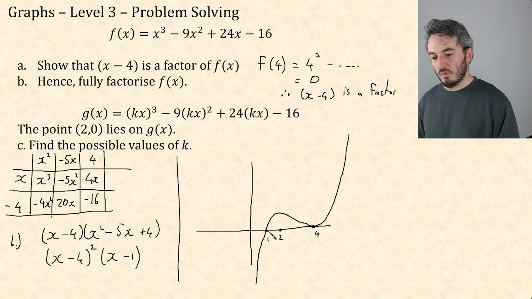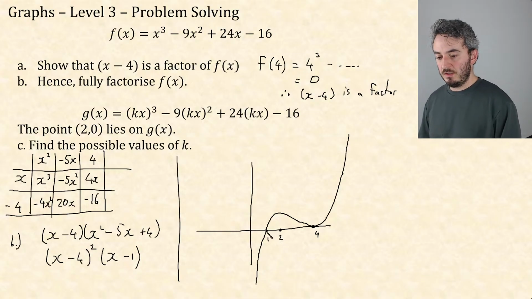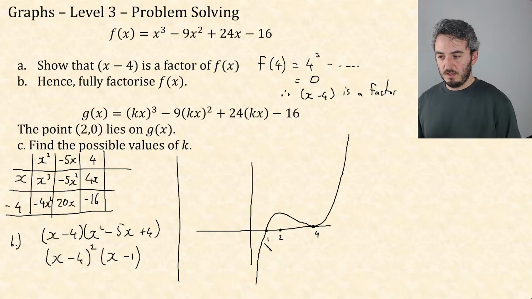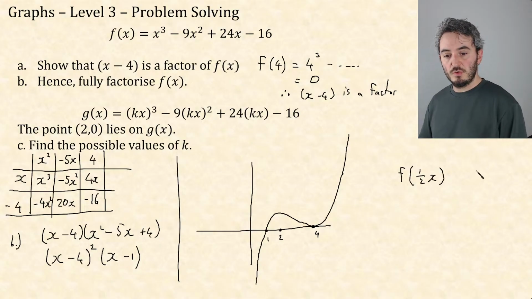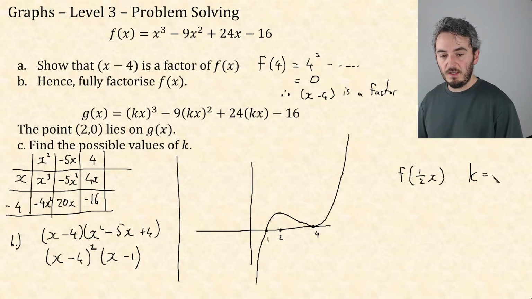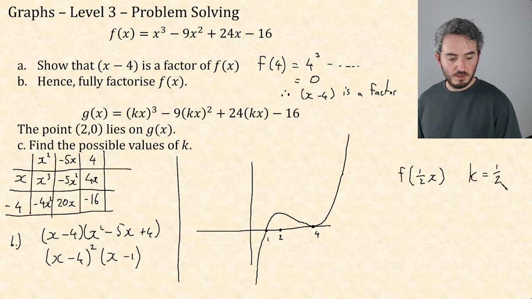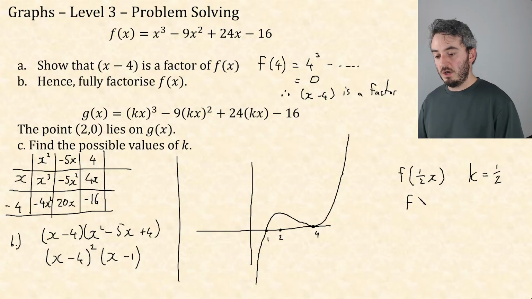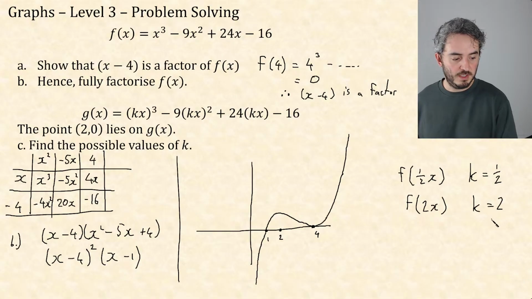Okay, so what sort of stretch gets the 1 over here? Well, that'll be something that doubles the x values. And we would want an f of half x transformation to do that. So one solution is going to be k equals a half. What sort of transformation gets the 4 back to 2 there? Well, that would be one that halves the x values, which is f of 2x. So that would be a k equals 2 transformation.